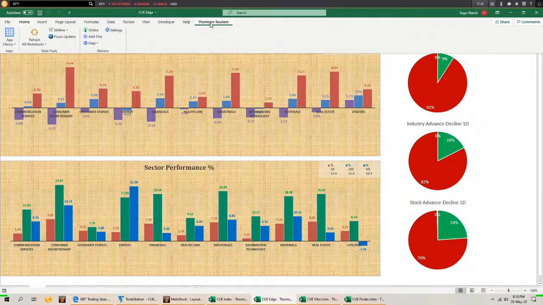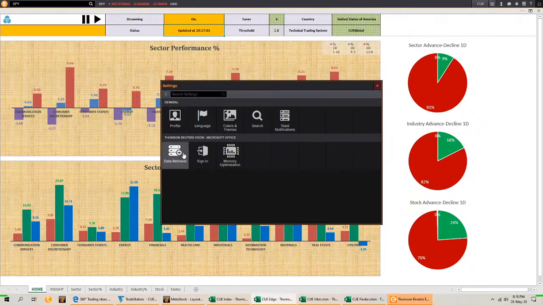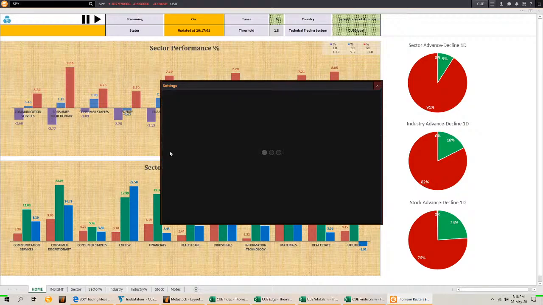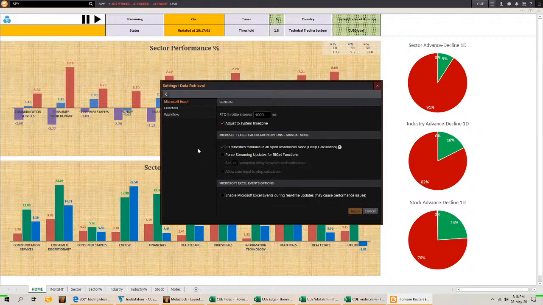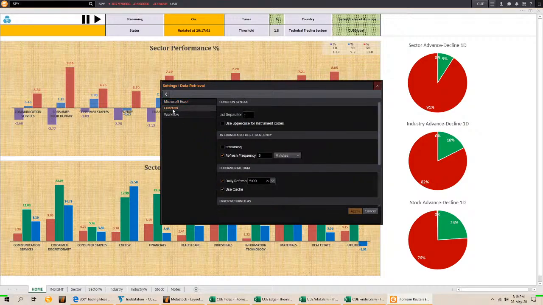If you go to the Thomson Reuters menu bar, go to settings, it will pop up a dialog box. Go to data retrieval. Under data retrieval, go to function and change from streaming, if it is set to streaming on your computer, to refresh frequency 5 or 10 minutes. I prefer 5 minutes so that I can see how the market is moving every 5 minutes.